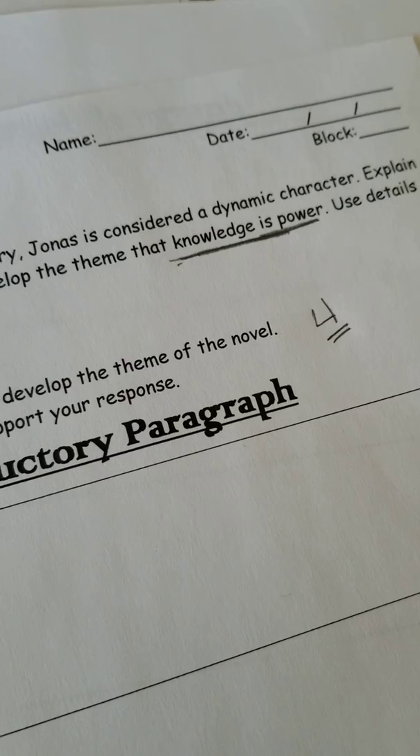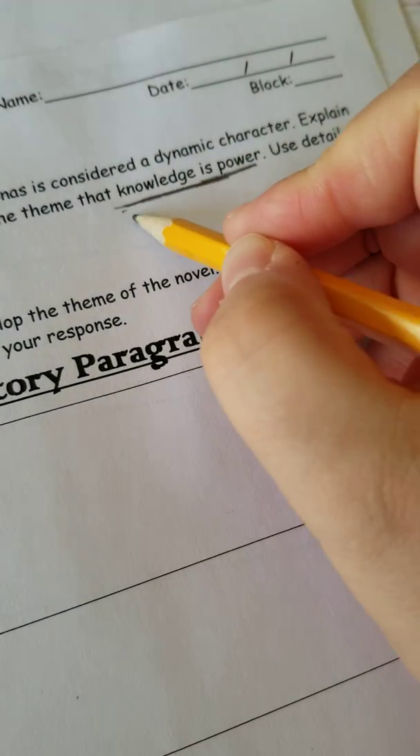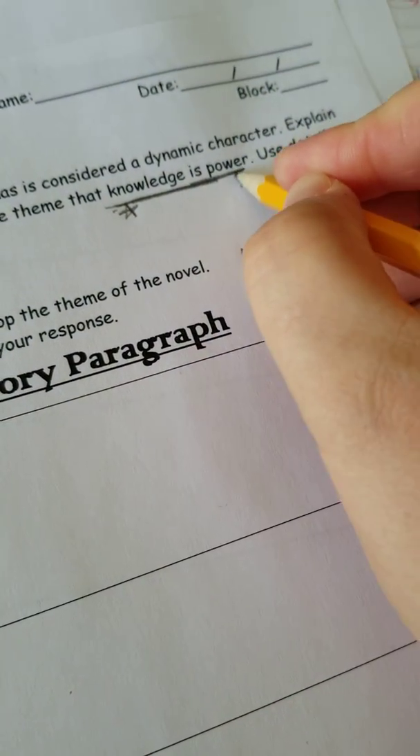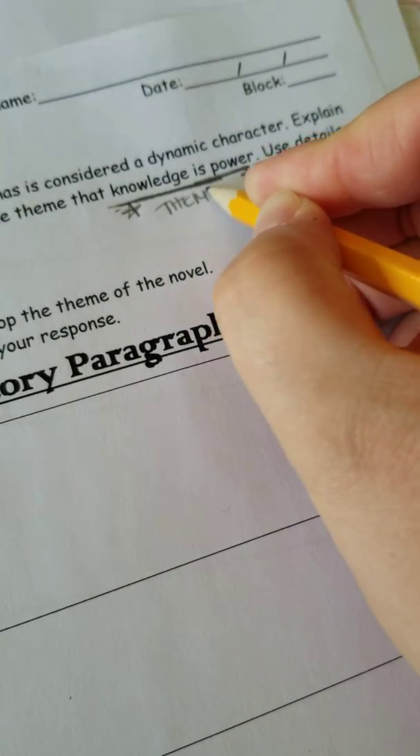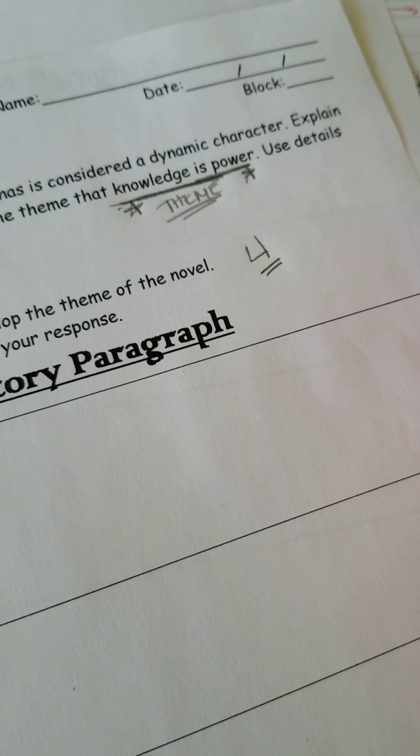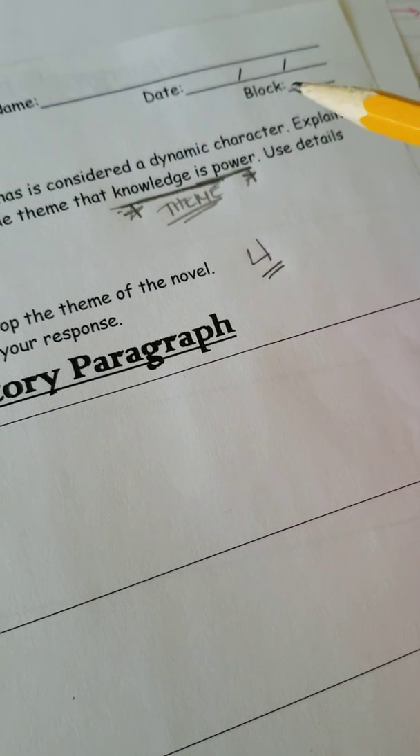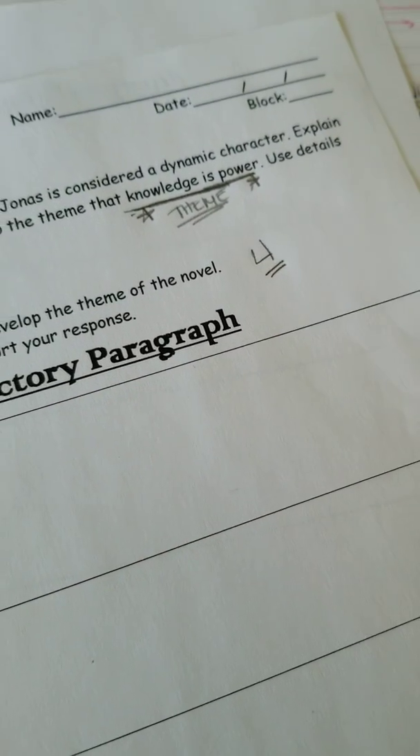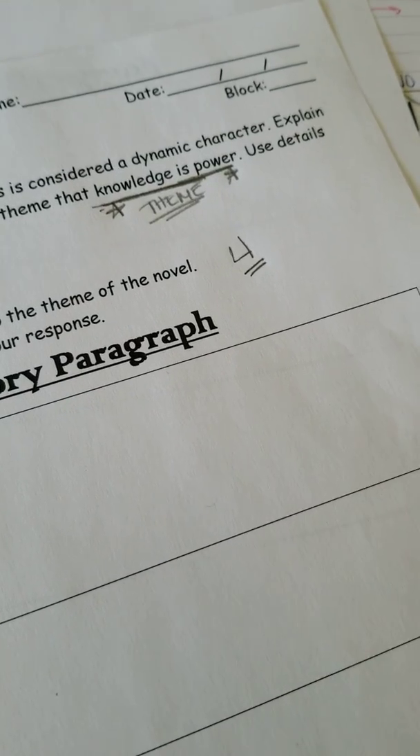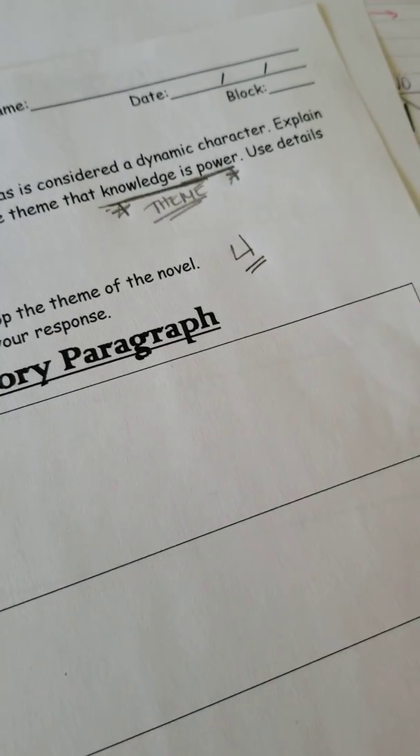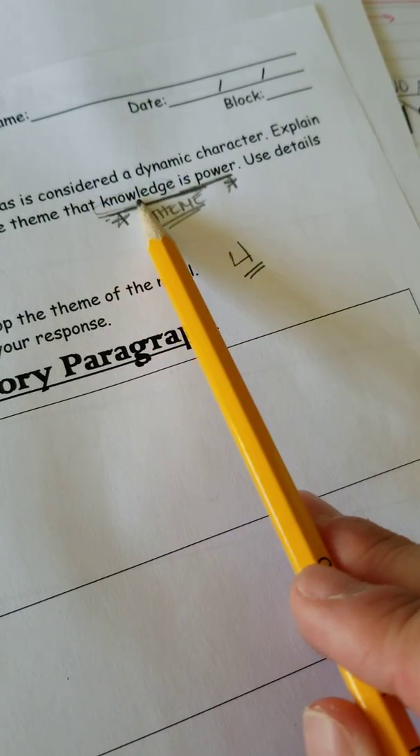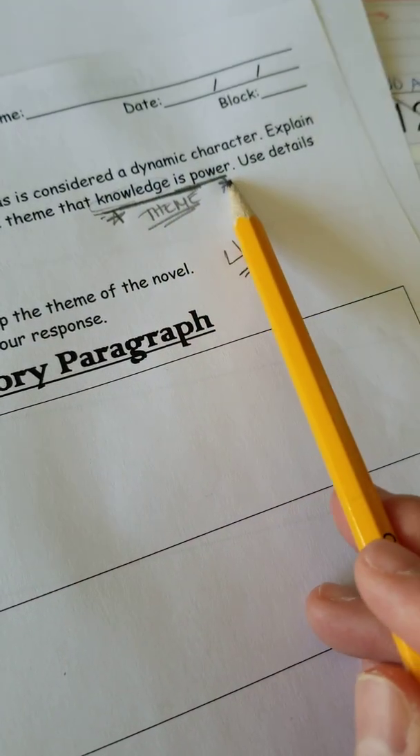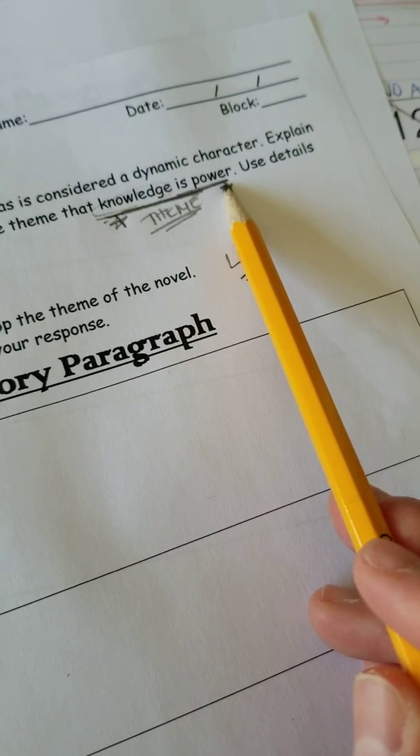Notice, I am giving you the theme. You don't have to come up with it. Knowledge is power. This is my theme. Okay? And if you think about our book, that makes sense, doesn't it, right? The beginning of the book, Jonas doesn't know very much. He doesn't really need to know very much. He kind of blindly goes through life. And then as he gets to know the Giver and he gets more knowledge and he learns more about the way things used to be, he gains more power to make more changes in the community.